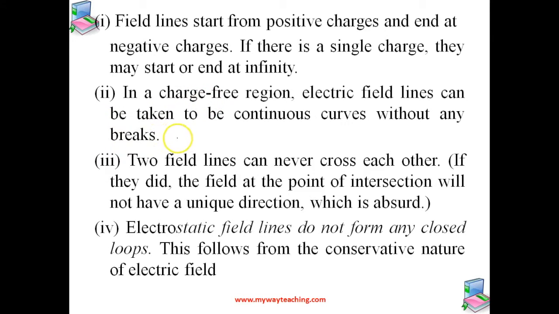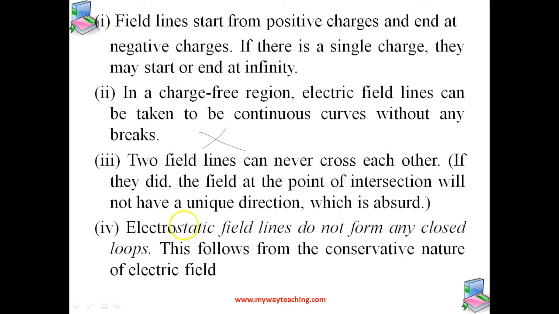And the second property is, in a charge-free region, electric field lines can be taken to be continuous curves without any breaks. And the third property is, two field lines can never cross each other. This is a very important property. If they did, then the field at that point of intersection would not have a unique direction, which is not observed. This is a very important property of field lines. They cannot intersect each other.